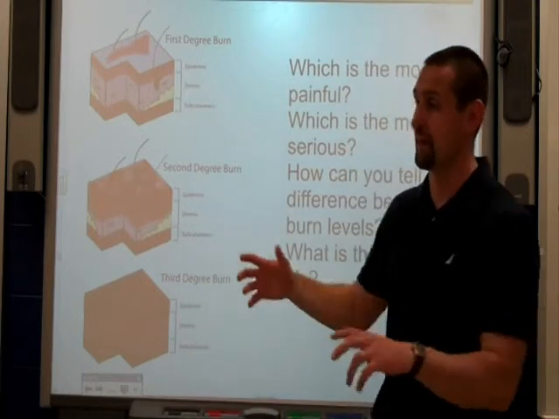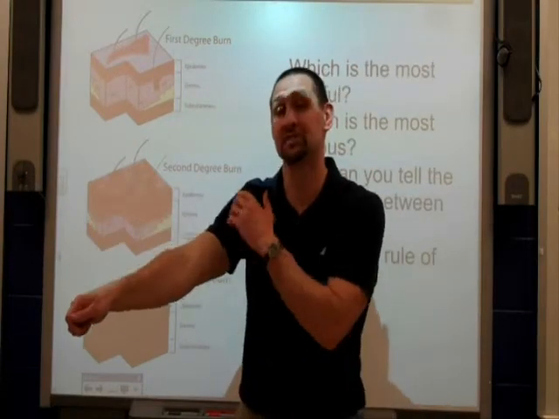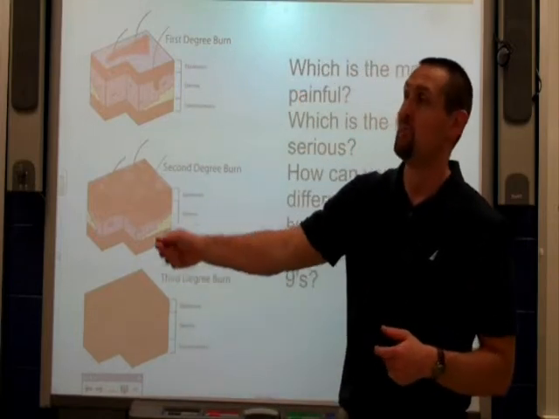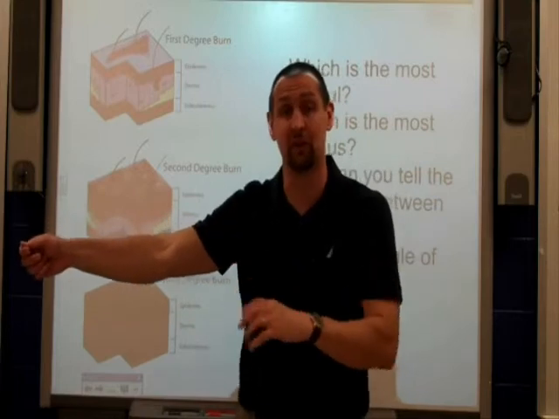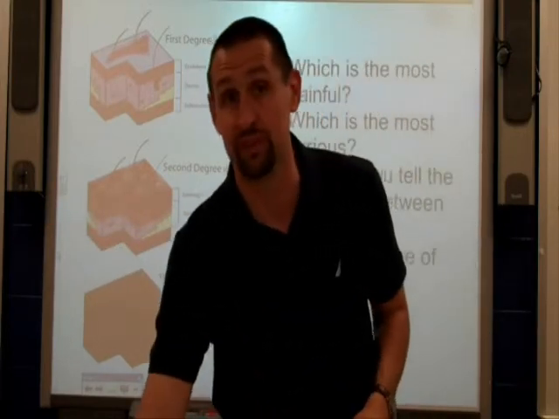So if you worked at a pizza place and you stuck your whole arm into the pizza oven and it burnt all the skin on your arm, we would say you have approximately a 9% burn. If you stuck your head in there, you would have 9 for your head and 9 for your arm. 18% of your body would be burned. That's the rule of 9.